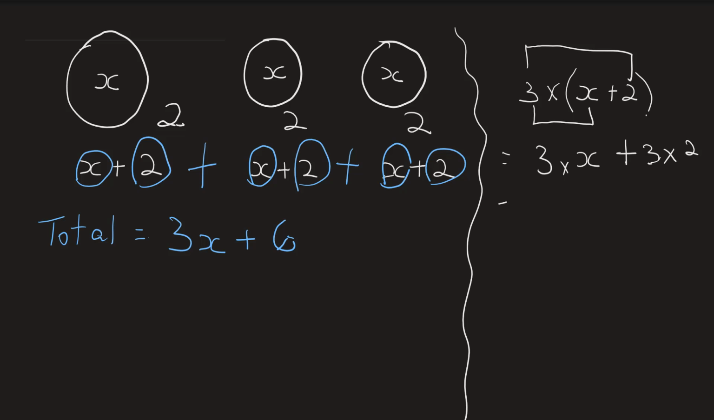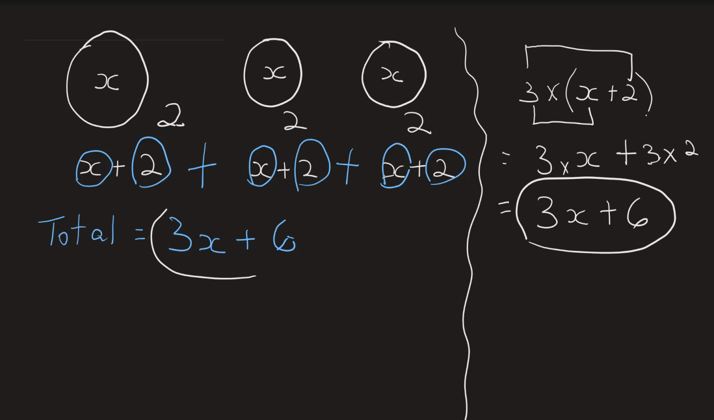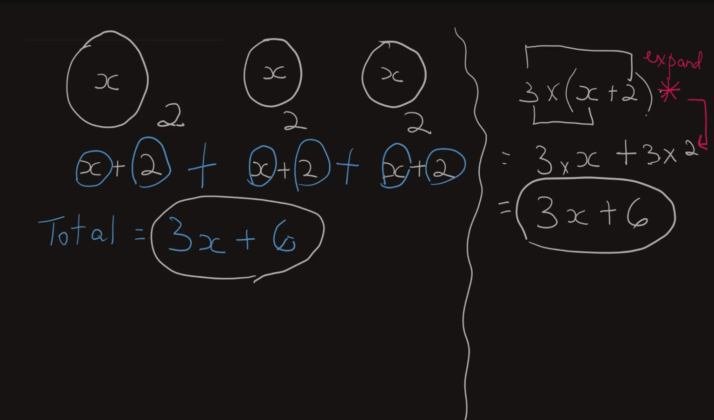So let's tidy this up. 3 times x is 3x, plus 3 times 2 is 6. And let's have a look. We get exactly the same answers. So this process of going from the bracket here to this line here is called expanding. Okay, let's have a look at some examples now.